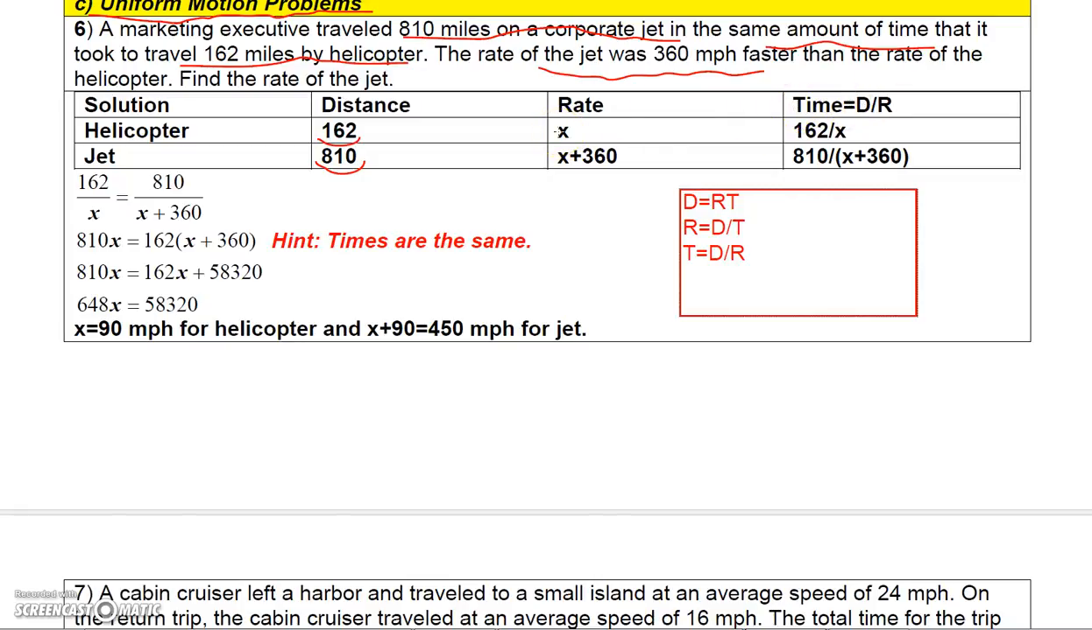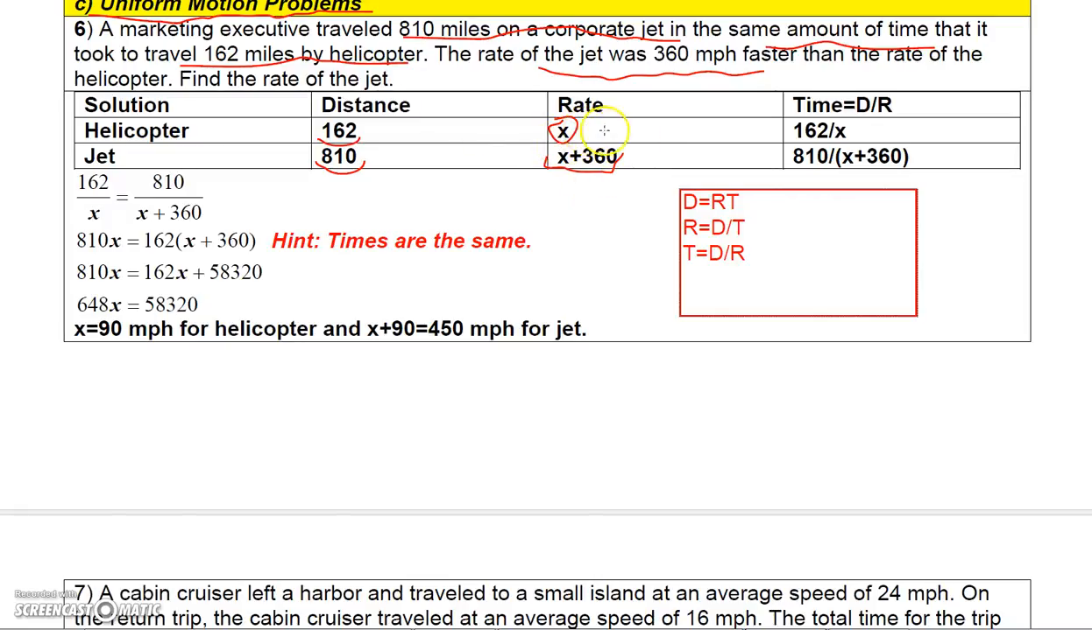We do have a way to do that because we know that the jet's rate is 360 miles per hour faster than the rate of the helicopter. So we could let the rate of the helicopter be x, and then of course the rate of the jet would be x plus 360. Now you could do it the other way. You could let x be the rate of the jet, but then you'd have to let x minus 360 be the rate of the helicopter.